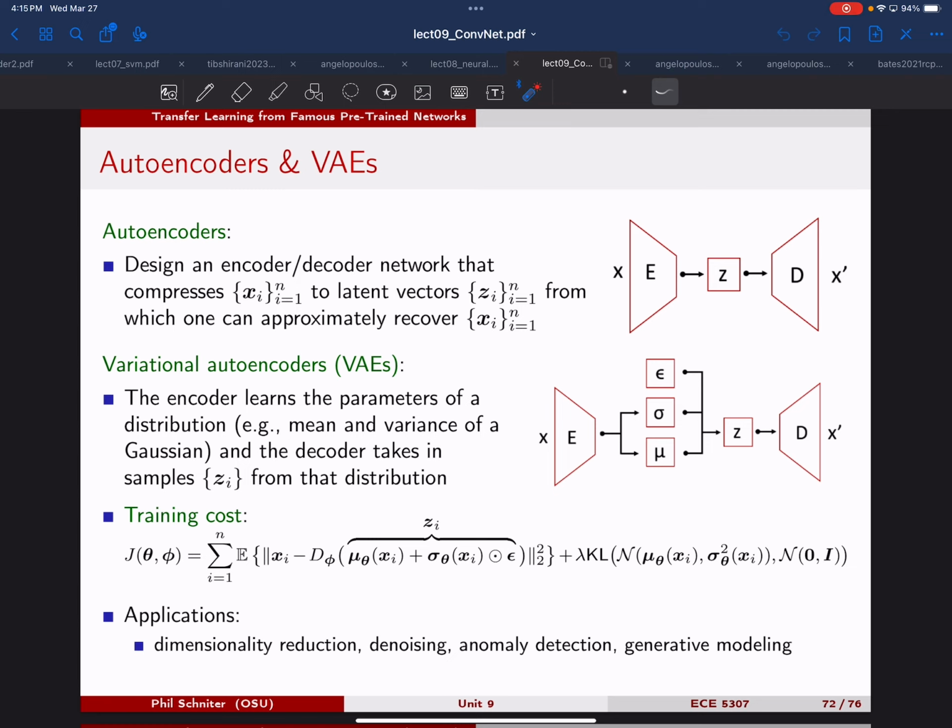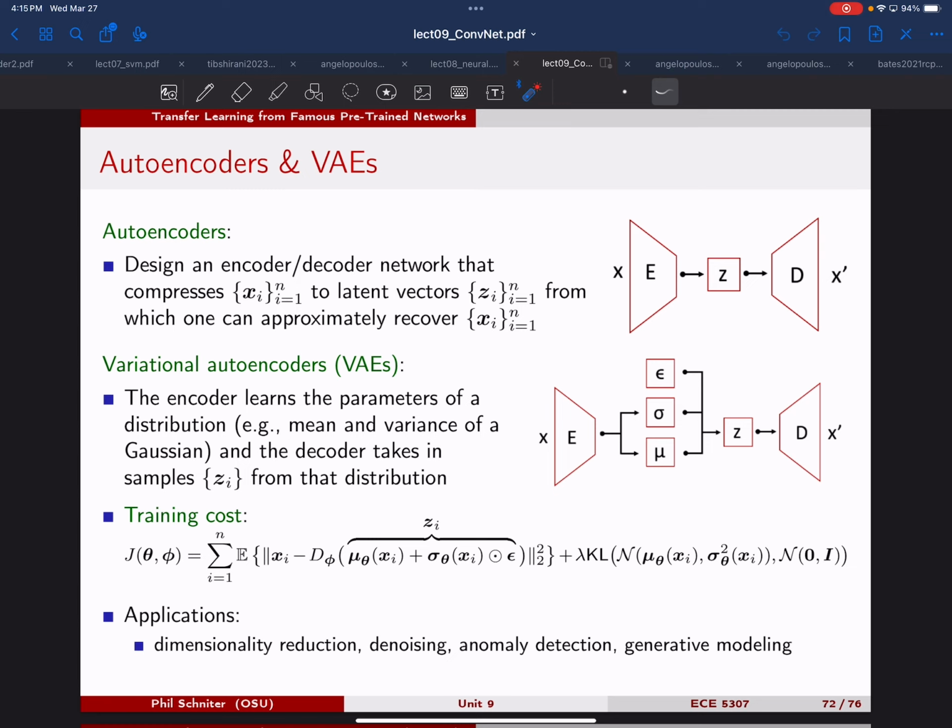So the noise will change this code vector a little bit, and it will increase the difference between X and X prime. But if this is a really good encoder-decoder pair, this should look like a clean face that's just the closest clean face to this noisy face here. Okay, so that's how you can use this thing for denoising.